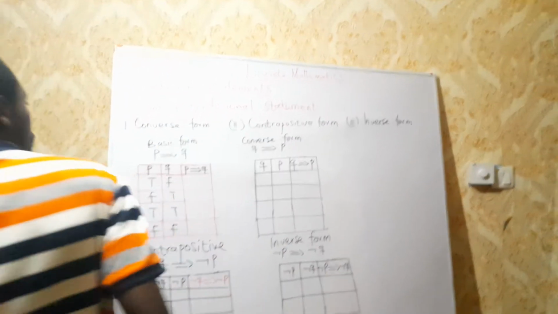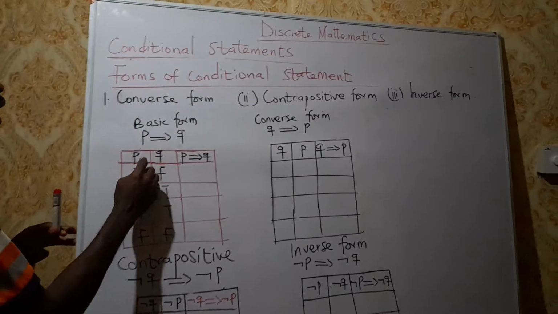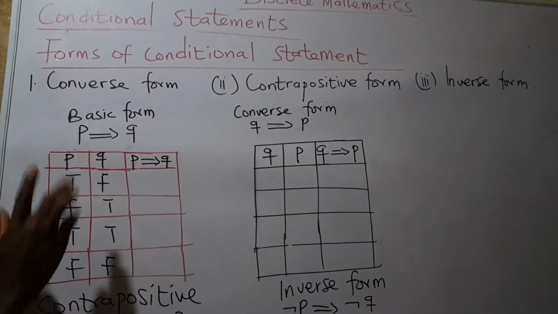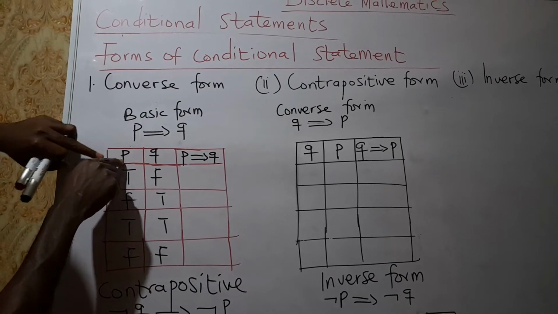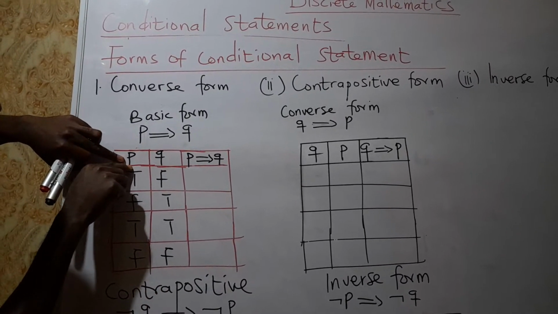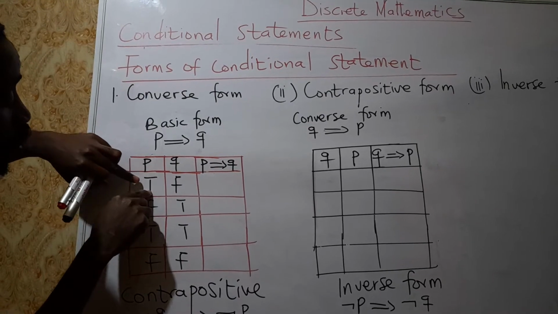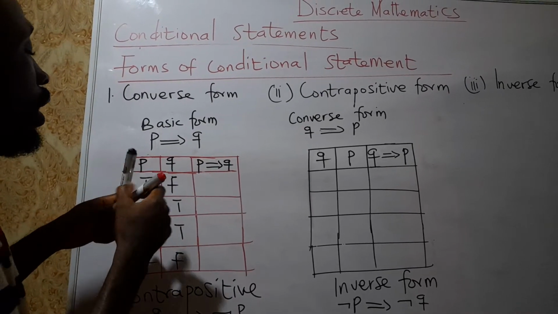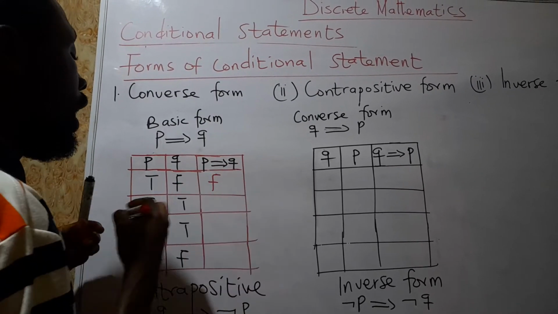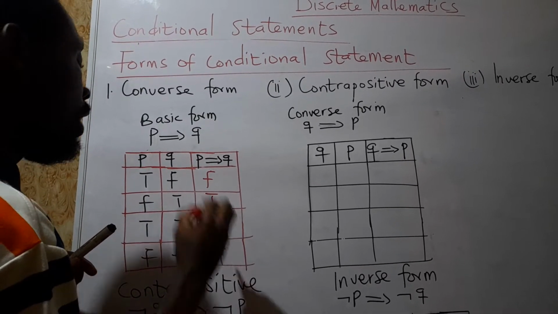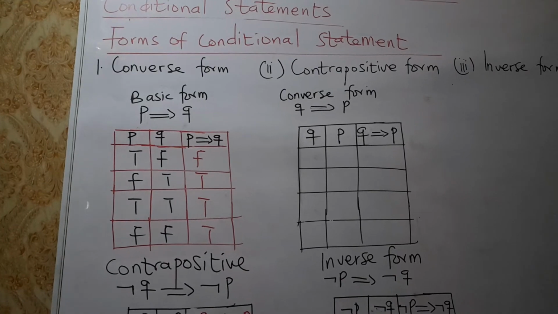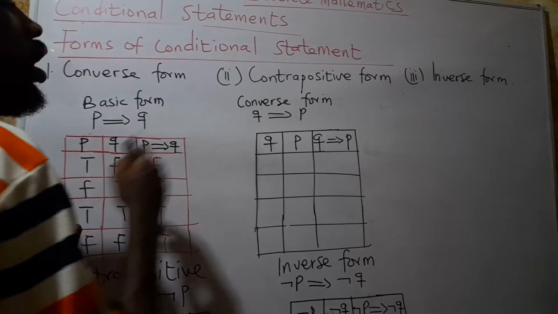So let's see the basic form. So you have P Q where P implies Q. That's the basic form. So it's only false if the premise or the antecedent is true and the conclusion is false. Other than that, it is true in all respects. So remember that. Now let's come to the converse form.